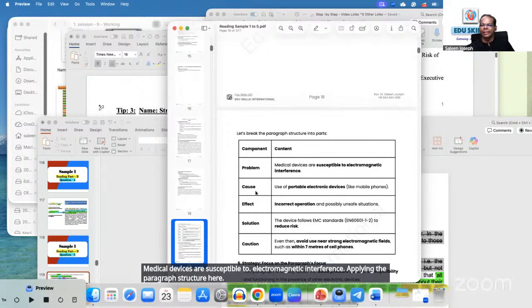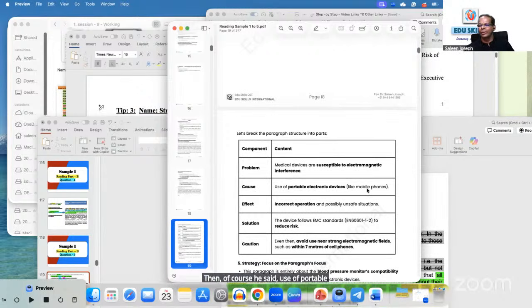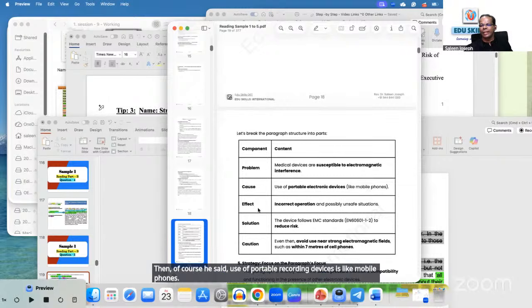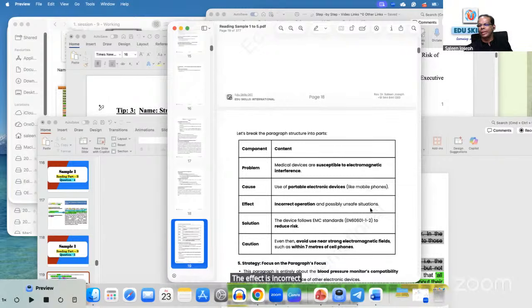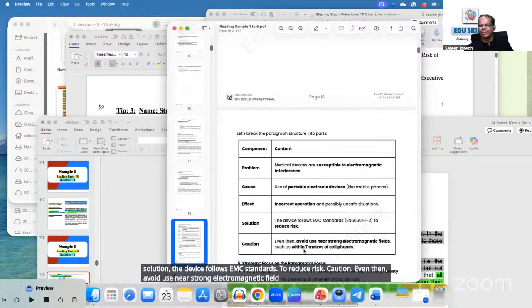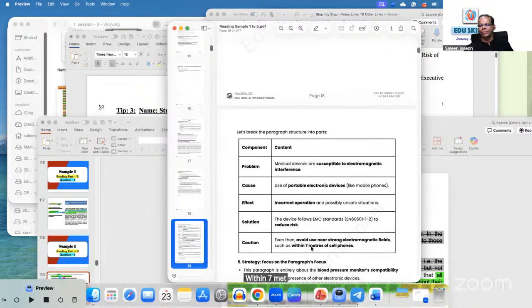Then a cause is said: use of portable electronic devices like mobile phones. Effect is incorrect operation and possibly unsafe situations. Solution: the device follows EMC standards to reduce risk. Caution: even then, avoid use near strong electromagnetic fields, such as within 7 meters of cell phones.